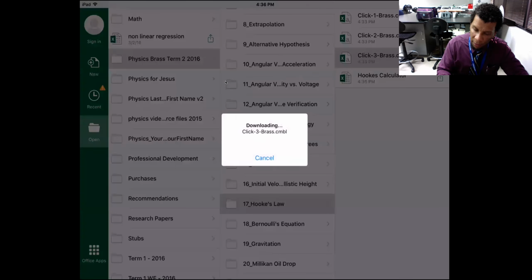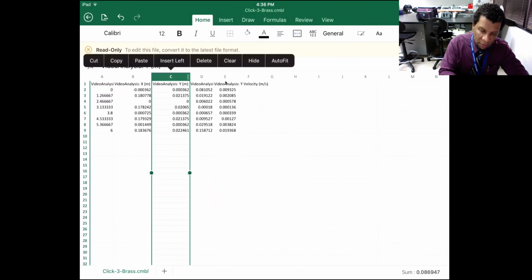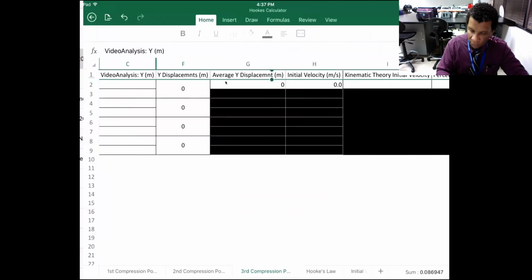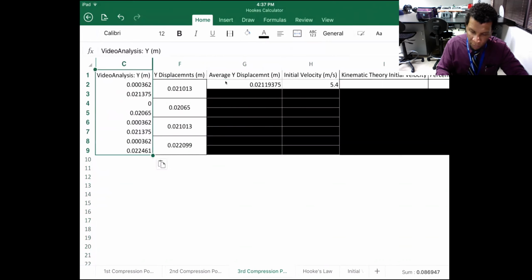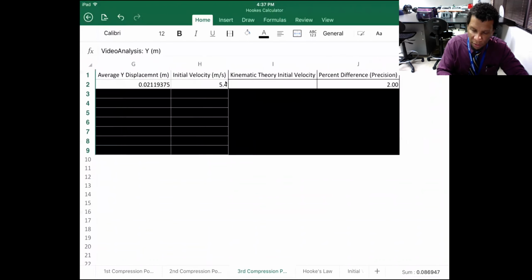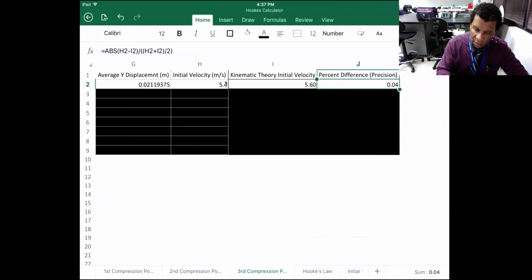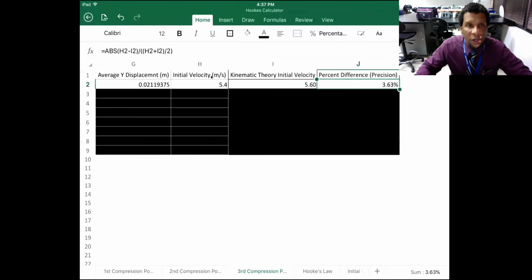It's number 3. So I'll try to open up, make sure I'm getting the right one. Copy, go back. Then I'm just going to go ahead and paste this in. So you'll see that I have 5.4 here. I'm not sure. I think this was like 5.6. And let's select percentage again. Okay, this is pretty good.